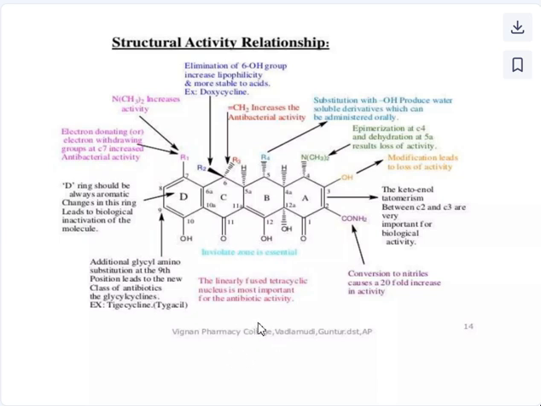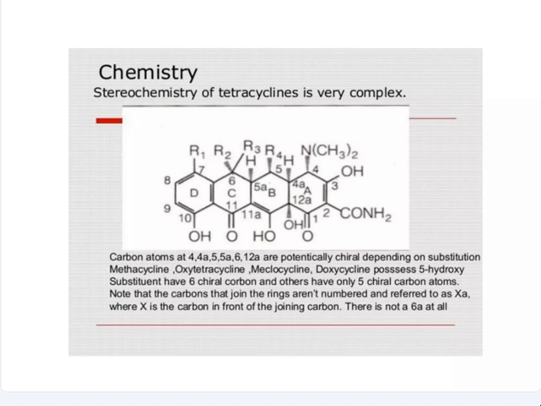Now the linearly fused tetracyclic nucleus, this entire nucleus is very important for the antibiotic activity. If this naphthacene pharmacophore is absent, obviously there will be no antibiotic activity. Okay, then we have the stereochemistry here. In stereochemistry, generally the 4, 4A, 5, 5A, 6 and this 12, okay, these are potentially chiral, depending on the substitution.